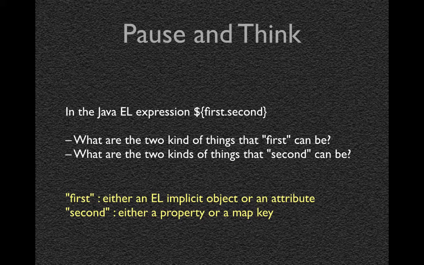And while we're on the subject, here are a few reminders. Most EL implicit objects, in fact all but one, are maps. The only implicit object that is not a map is the page context. Also, if the text before the dot operator is not an implicit object, it is an attribute that belongs to one of 4 attribute scopes.